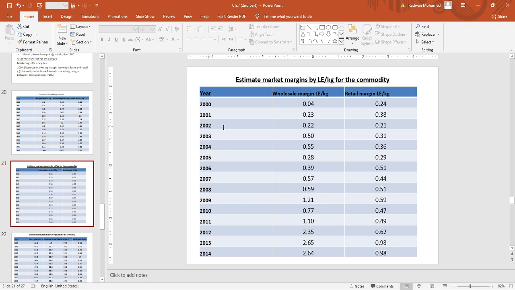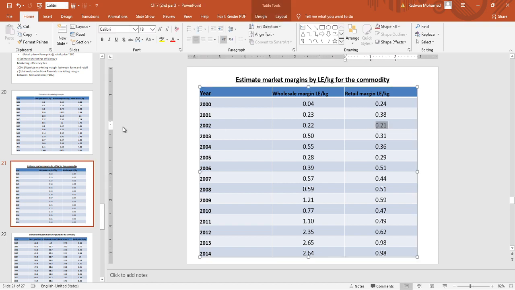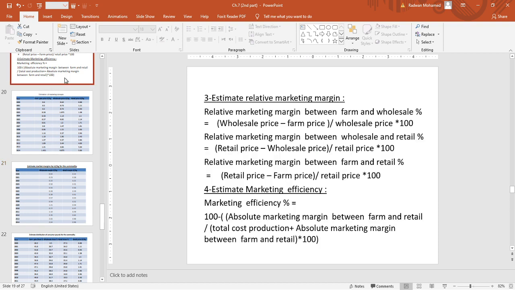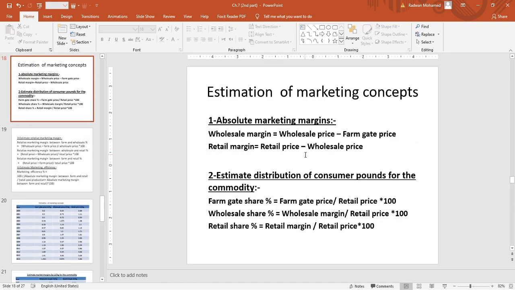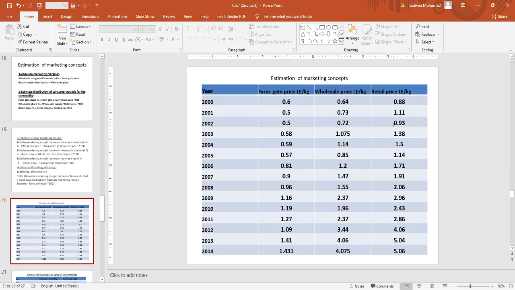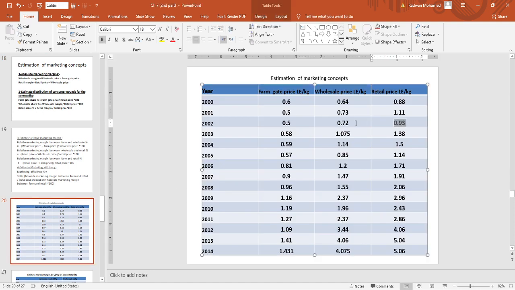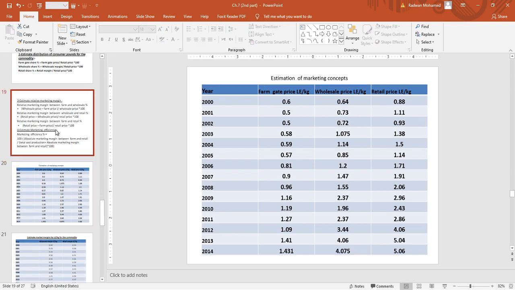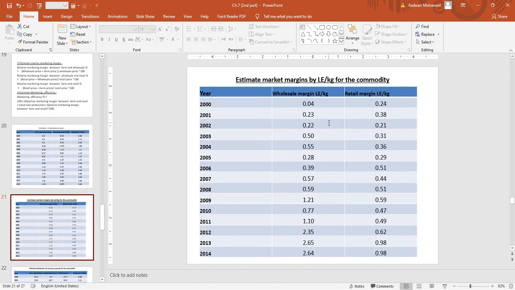Again for 2002, what is the retail margin? The retail margin is equal to, using the same law, retail minus wholesale. What is the retail? 2002, 0.93 minus wholesale. Okay, using the laws, you will calculate it very easily.